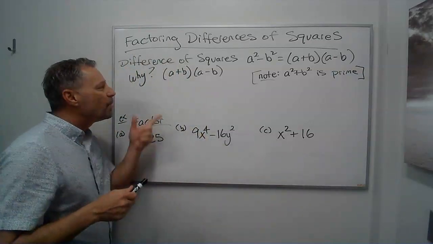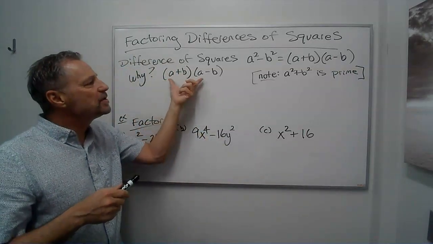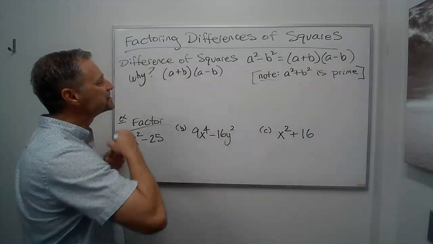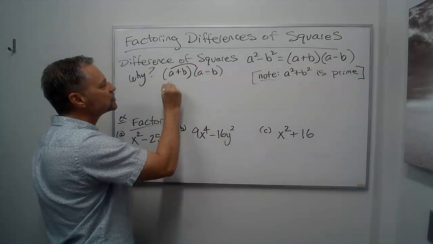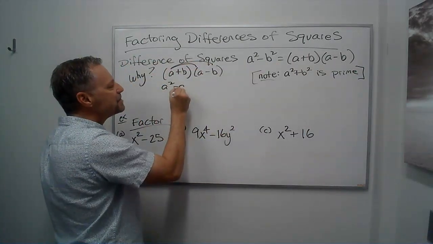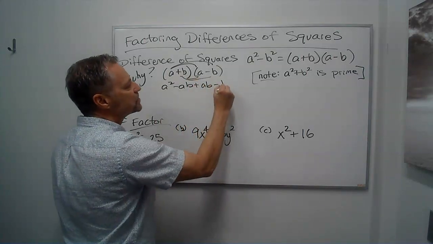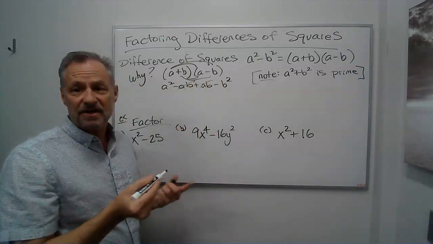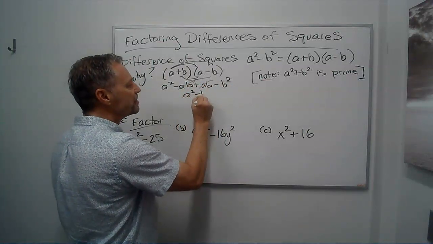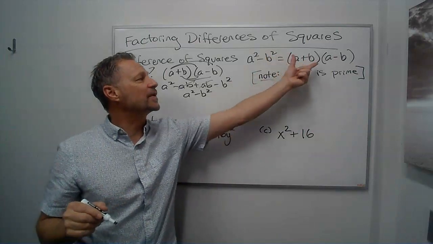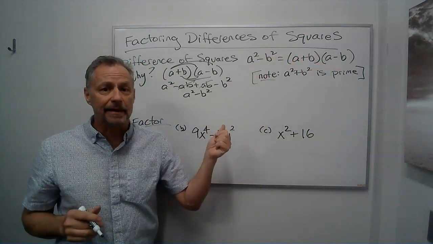Okay, why is that the case? Well, let's look at what this a plus b times a minus b is. If I FOIL it out, I'm going to get a squared minus ab plus ab minus b squared. Those two are going to cancel out. They're the same thing. I'm just left with a squared minus b squared. So anytime these multiply together, that's what I'm going to get.